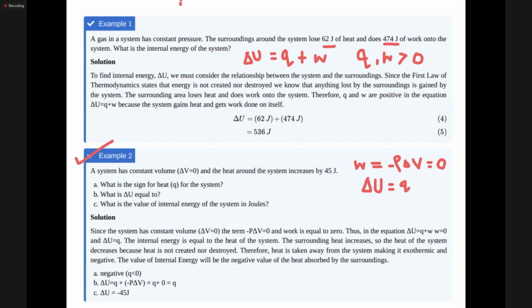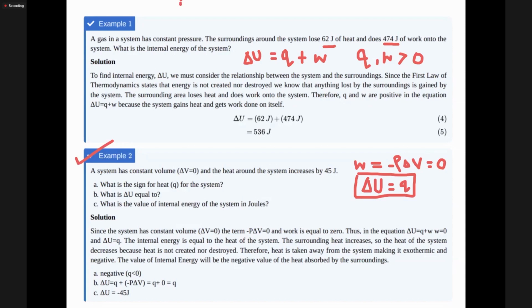So the answer of the second question, what is delta U equal to? Since delta V is equal to 0, because it is a constant volume process, W is 0. So delta U is equal to Q. So we have got the answer that delta U will be equal to the heat change. Now, what is meant by Q over here? The change in internal energy is equal to the heat of the system.